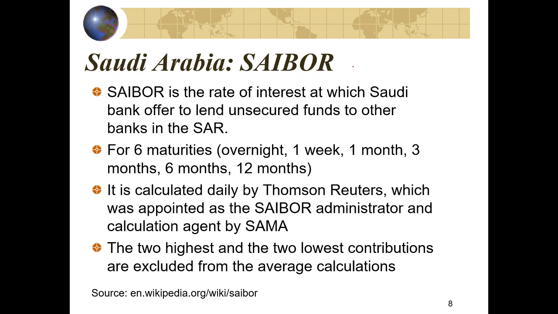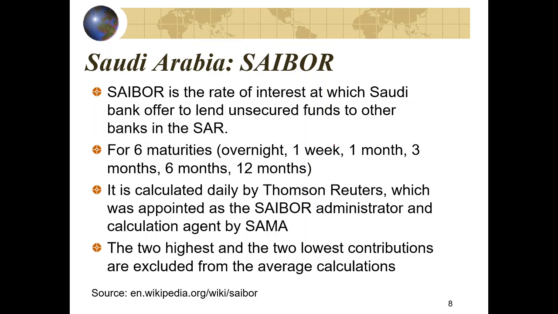In Saudi Arabia here, we have a rate that is similar to the LIBOR, which is called SIBOR. Now, the SIBOR is the rate of interest at which Saudi banks offer to lend unsecured funds to other banks in Saudi riyals. It is available for 6 maturities: overnight, 1 week, 1 month, 3 months, 6 months, and 12 months. SAMA, the central bank, appointed Thomson Reuters to be the administrator of the SIBOR and the calculation agent.